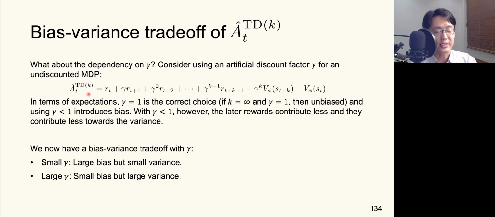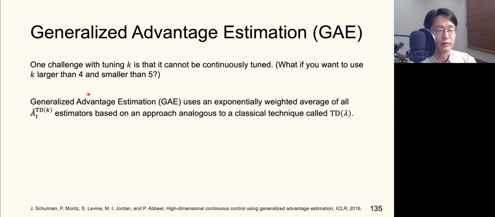But one thing about K is that K is a discrete parameter, and that makes it a little bit more difficult to tune. So one challenge with tuning K is that it's, again, a discrete parameter. It can't be continuously tuned. So maybe you want to try something that's between 4 and 5, but you can't do that.